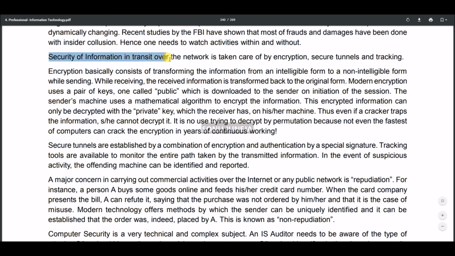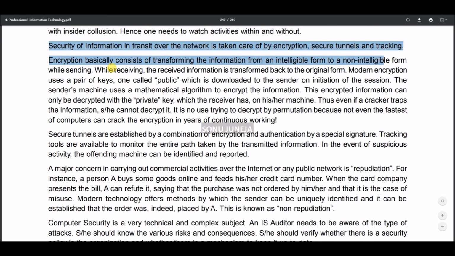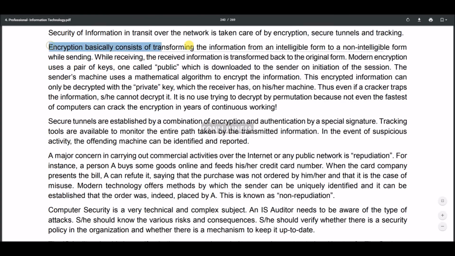Security of information in transit over the network is taken care of by encryption, secure tunnels and tracking. Encryption basically consists of transforming the information from an intelligible form into a non-intelligible form while sending. While receiving, the received information is transformed back to the original form. Modern encryption uses a pair of keys, called public and private, where the public key is downloaded to the sender on initiation of the session. The sender machine uses a mathematical algorithm to encrypt the information.